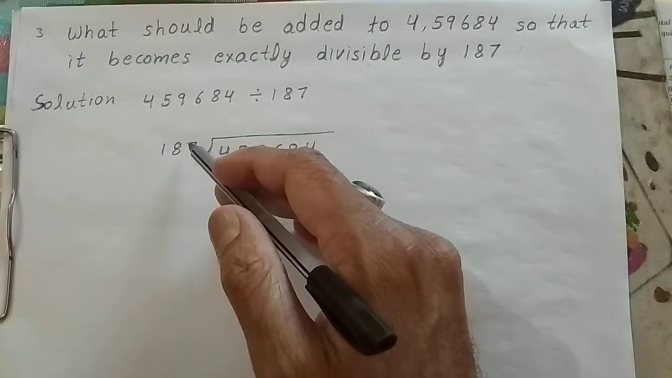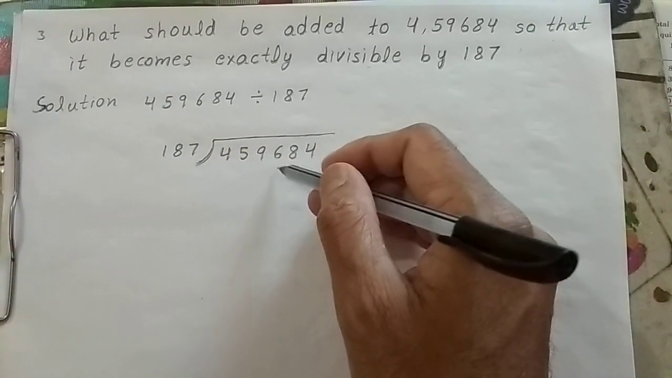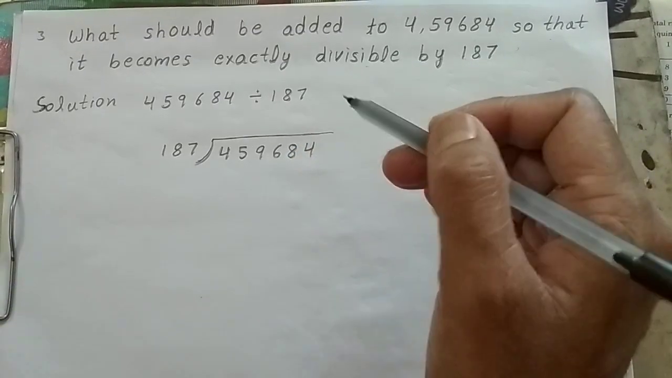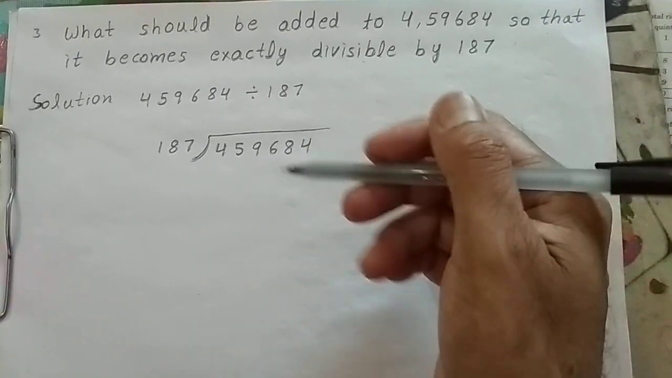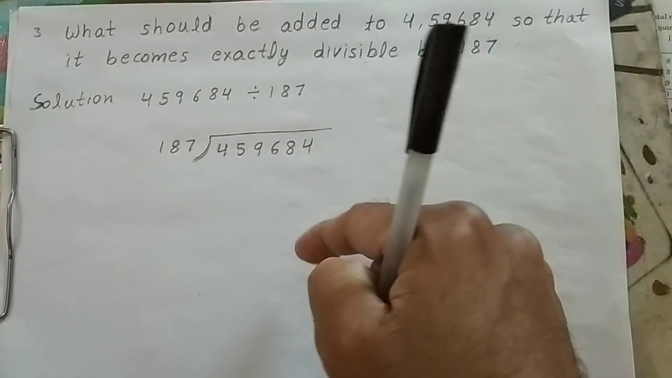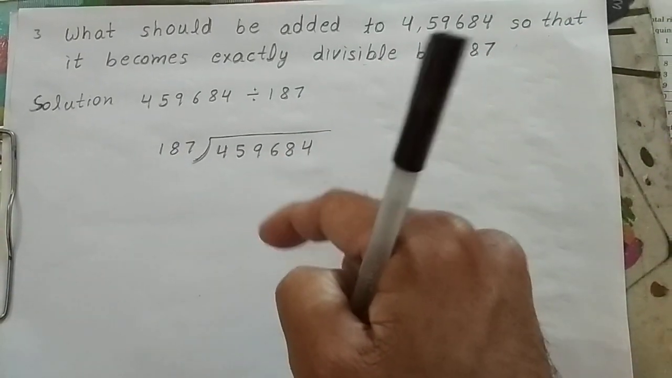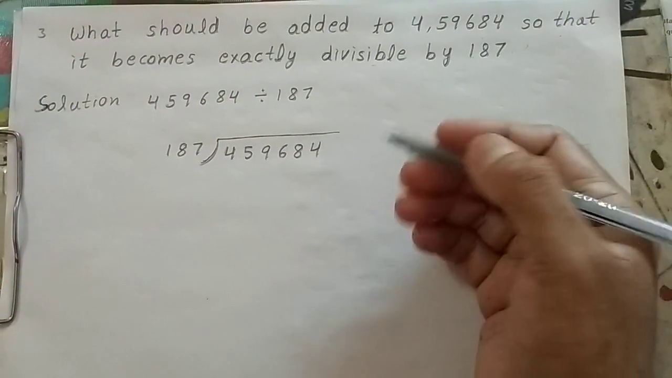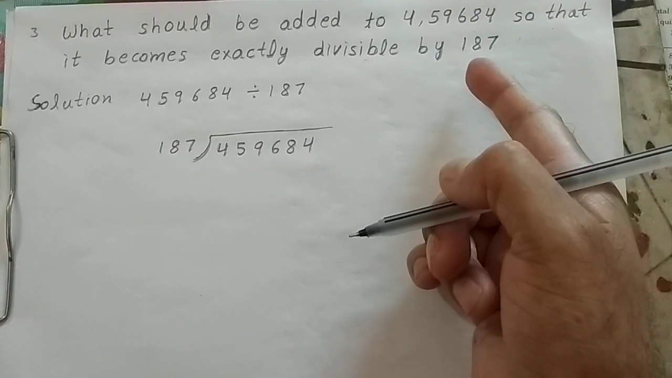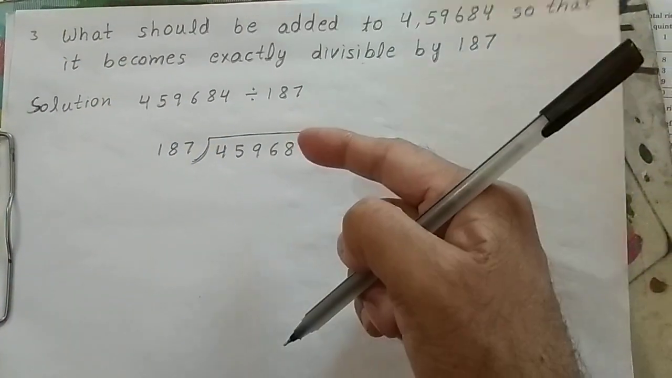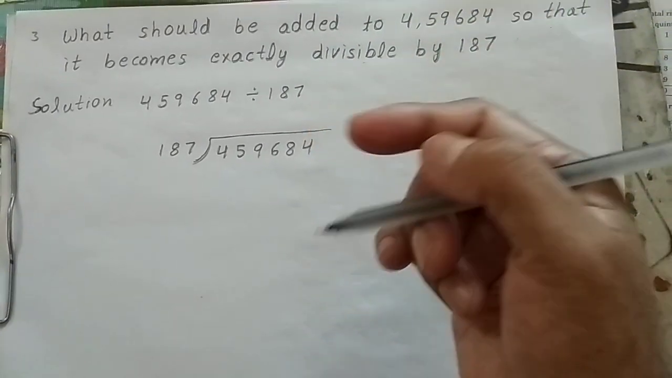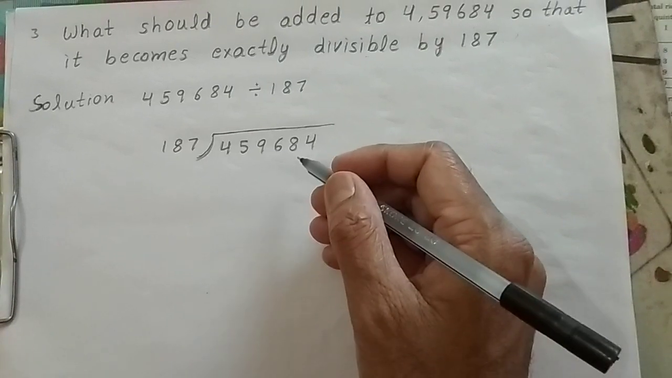The number by which we divide is called the divisor, and the number which we are dividing is the dividend, and the answer we get is the quotient. The left number is the remainder. So whatever remainder comes after dividing, that remainder we will subtract from the divisor, and if we add that number to this dividend, it is exactly divisible by 187. Let's start.